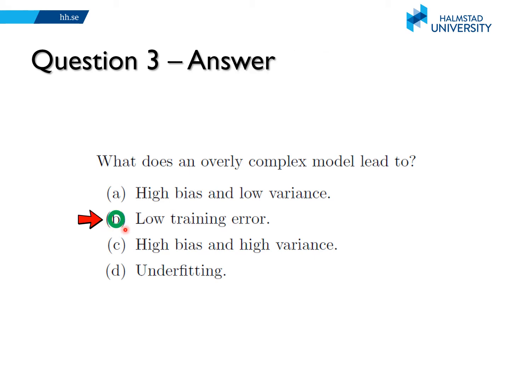The answer is B. It most likely leads to a low training error. So your model will perform well on the training data, but it will probably not perform well on new unseen data. So here we are talking about overfitting, or low bias and high variance.